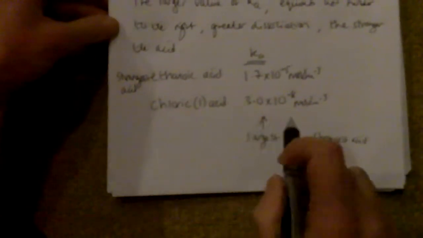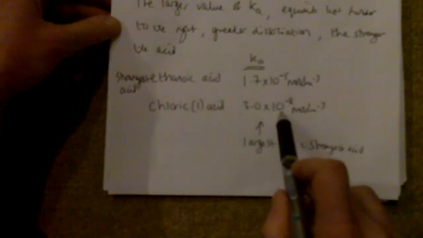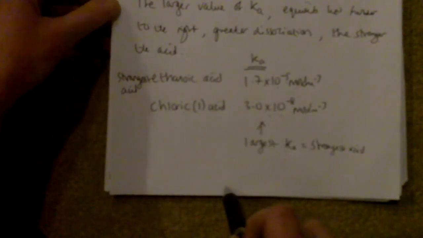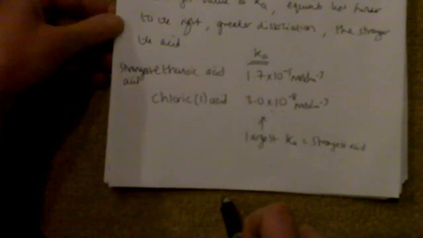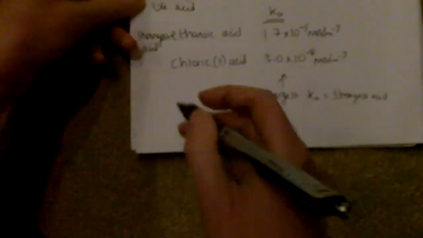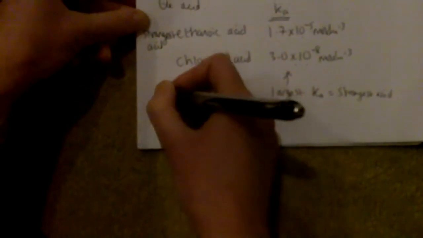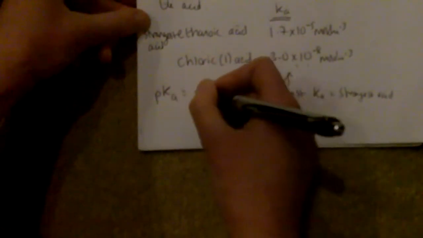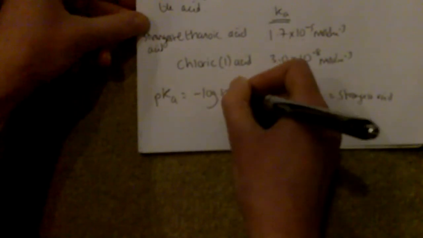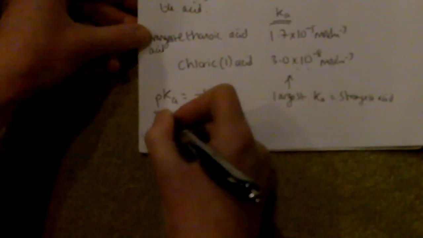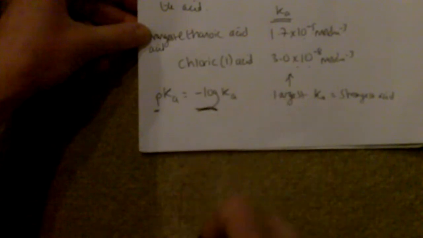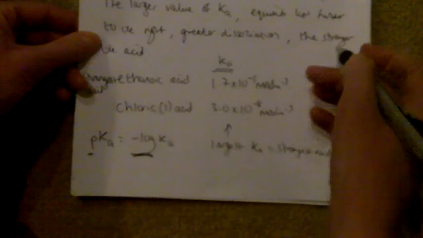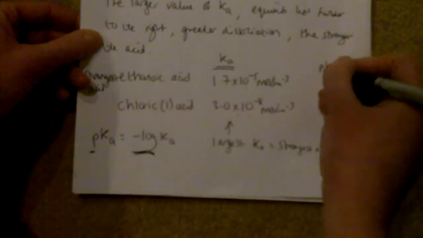All right, but can you see that we're dealing with very small numbers here, times 10 to the minus 5, times 10 to the minus 8. So just like pH, we can use a more manageable scale. So we use pKa. pKa, small p, is minus log to base 10 of Ka. So whenever you see the p, it means minus log. Okay, so if we did minus log of Ka, it gives us a pKa value.